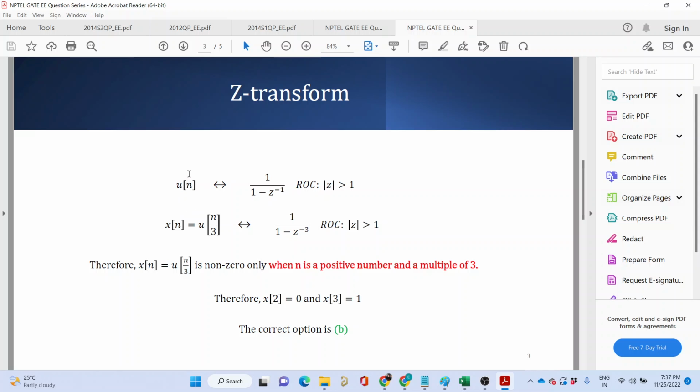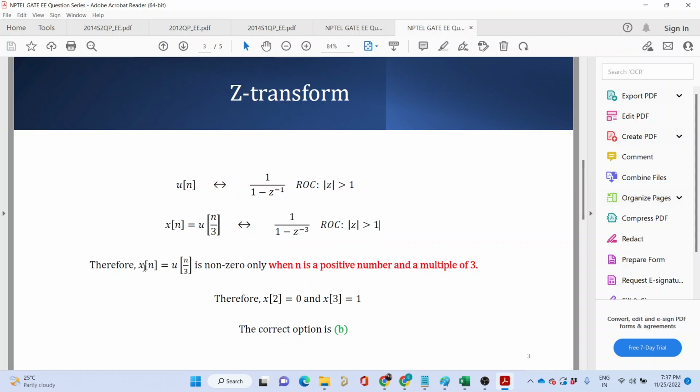The z transform of u of n is 1 divided by 1 minus z to the power minus 1. So if you do time scaling of n by, say, 3, it becomes z to the power minus 3. If instead of 3 you have m, then it would be z to the power minus m. And the ROC changes accordingly: it is raised to the power 1 by m.